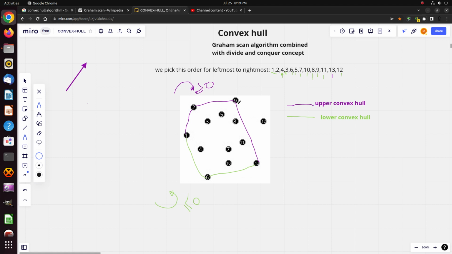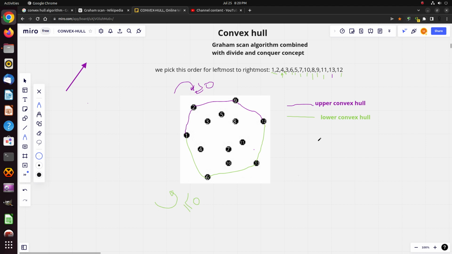12 with respect of 9, 13 is negative, so we delete 13. 12 with respect of 2, 9 is positive. We add 12 to the upper hole. 12 with respect of 6, 13 is negative, so we add 12 to the lower hole.